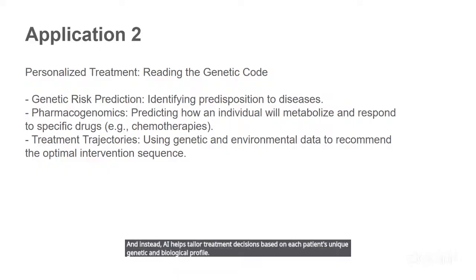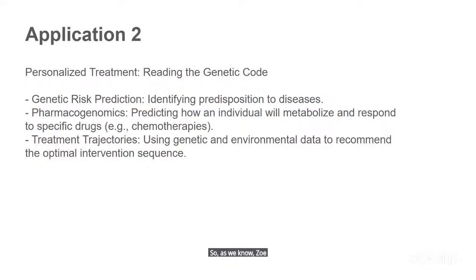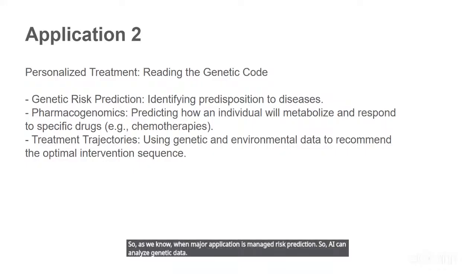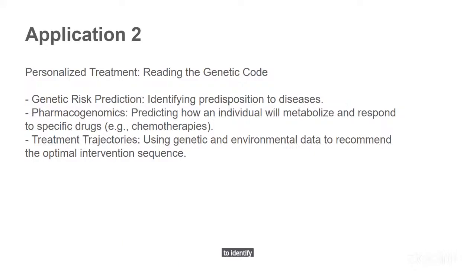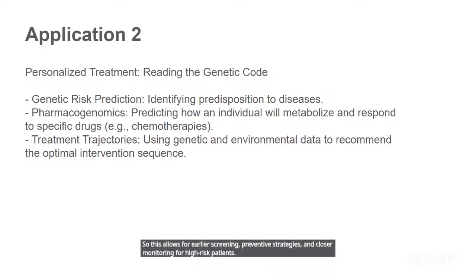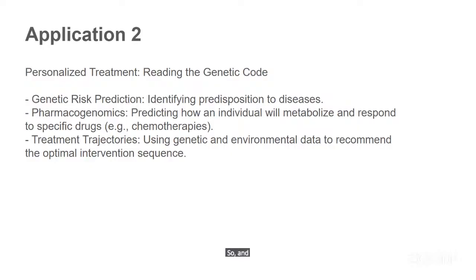So, as we know, one major application is genetic risk prediction. So AI can analyze genetic data to identify an individual's predisposition to certain diseases. So this allows for earlier screening, preventive strategies, and closer monitoring for high-risk patients. So instead of reacting to disease, we can anticipate it.